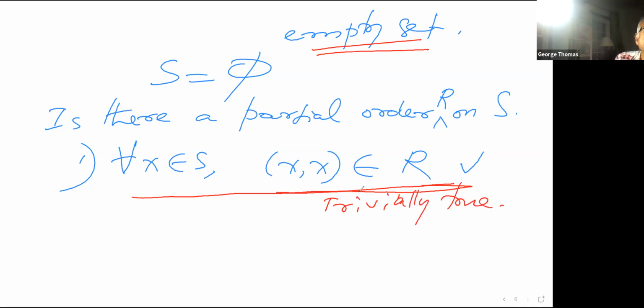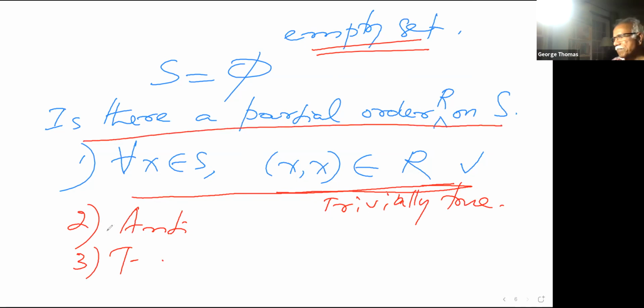Usually, guys, if it is not violated, it's okay. For every X in S, this is true. The premise is false, and false implies true. So it is reflexive. I will stop with that. It is anti-symmetric and transitive the same way. So the empty set has a partial order. So let's go on to the next topic.